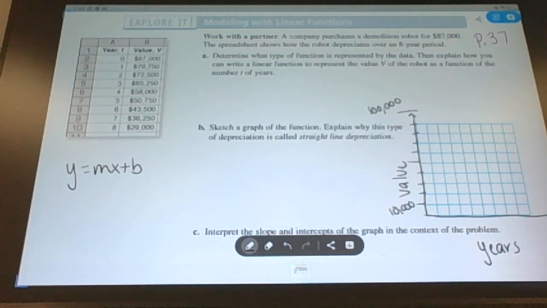You have your equation. Well, I know how to make it.